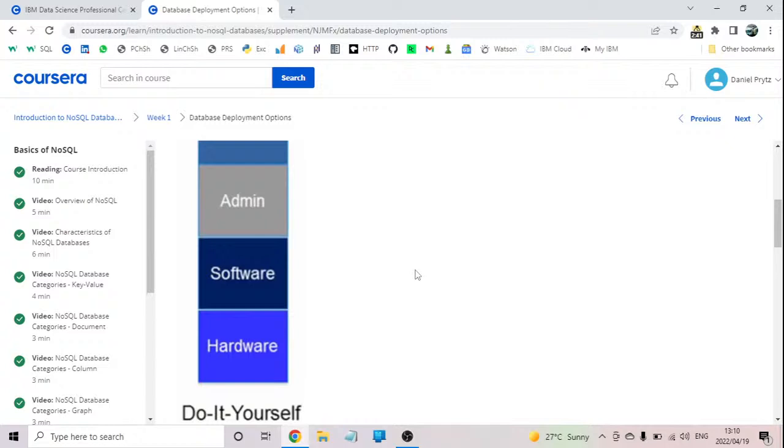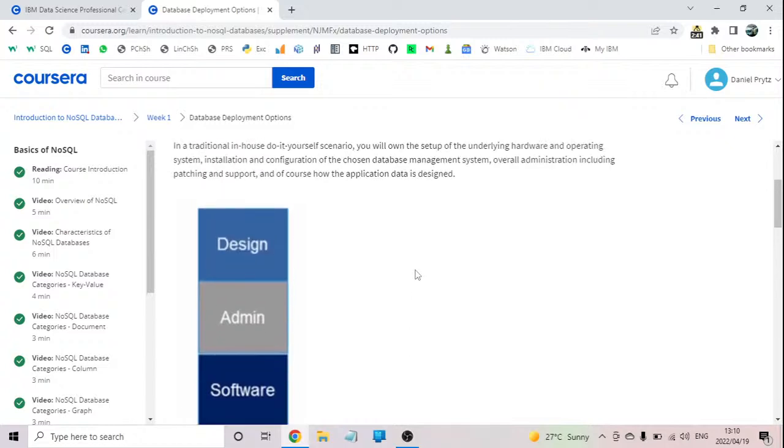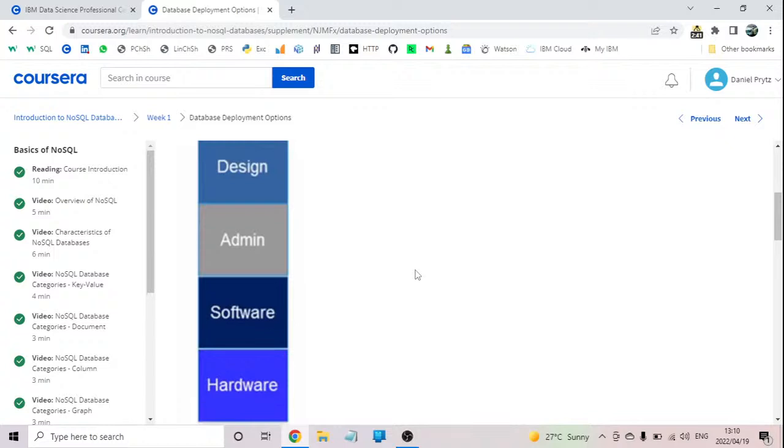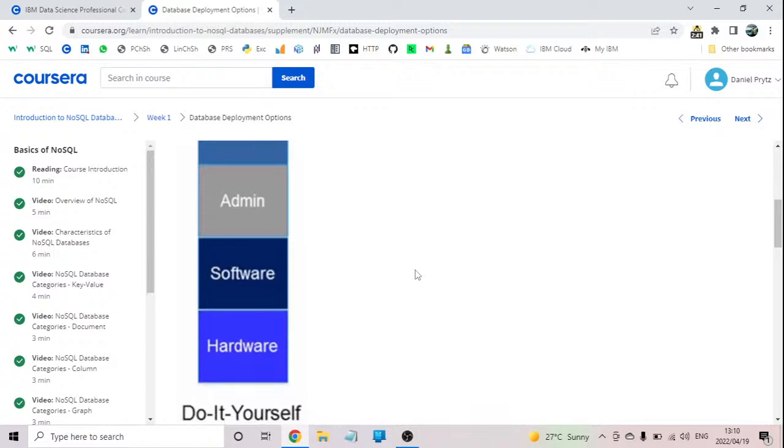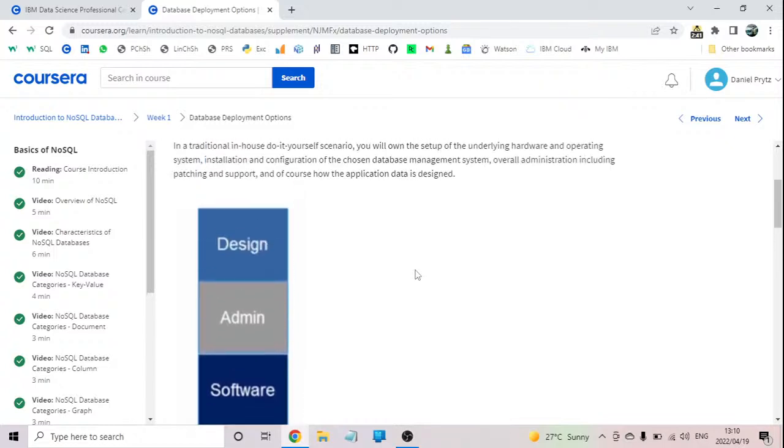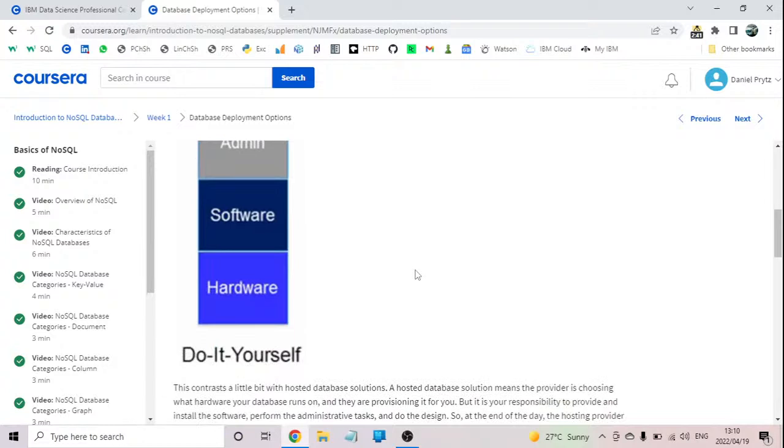Okay, do-it-yourself, and essentially we have how many blocks? We have one for design, we have one for admin, we have one for software. So we have 4 blocks: 1, 2, 3, 4. What do we have? What is first? Hardware is first? Oh no, design. You're in charge of design, you're in charge of admin, you're in charge of software, and you're in charge of hardware. Basically, you're in charge of a lot of things.